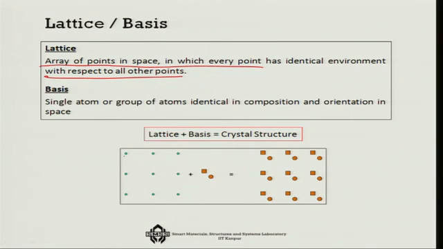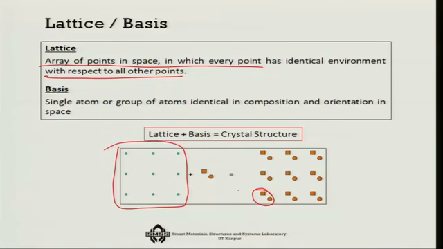For example, this is a lattice structure where every point has an identical environment with respect to the other points, and the basis is actually the single atom, or a group of atoms identical in composition and orientation in space. So, a crystal structure has 2 parts of it. One is the lattice. The same lattice can have different types of bases actually, and thus can have different types of crystal structure. So, the crystal structure consists of the basis and the lattice.